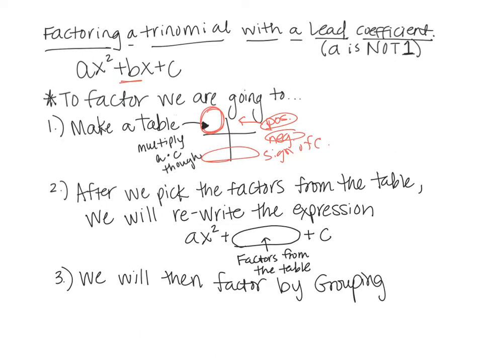We're going to keep that ax squared and that c at the end, but we're going to replace our b term with the factors from the table. Then we're going to factor by grouping, which is what we did last week. Remember, we're going to group the first two, group the last two, then we're going to find our GCF in each of them. We're going to factor out what matches and the leftovers, right? We're going to combine all that stuff that we did last week into this week, all right?